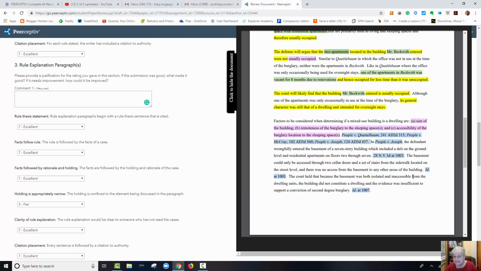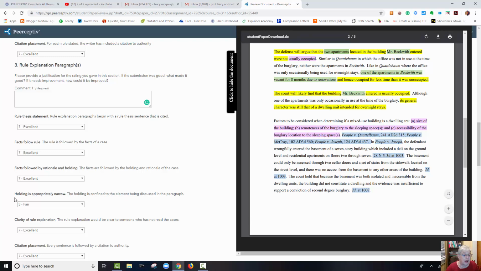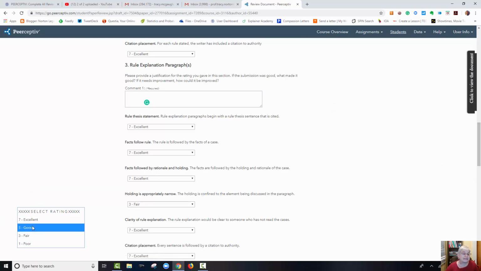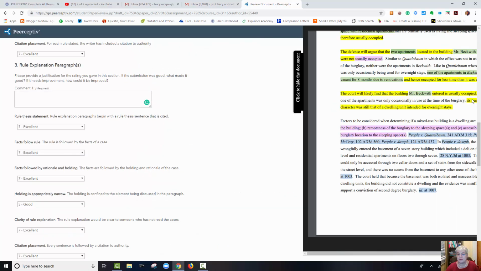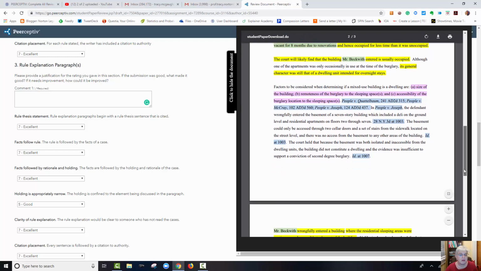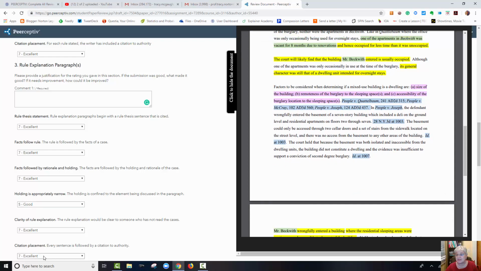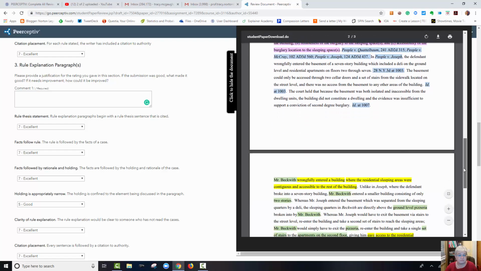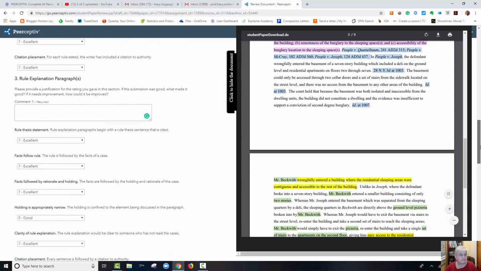So this does relate to inaccessibility and the remoteness, whether it was isolated. It should really stop there and not expand out to dwelling and second-degree burglary. So I would say this one is a good, and when you consider them together, I'd give that one the benefit of the doubt and say the holdings are generally appropriately narrow, but they could certainly be fixed. Clarity of rule explanation. Again, I thought this was very clear. Citation placement is excellent. There's a citation after every single sentence. It looks like that's all I have on rule explanation.